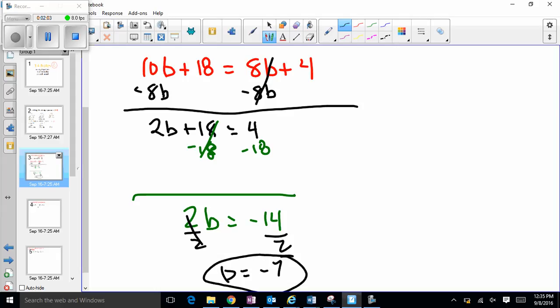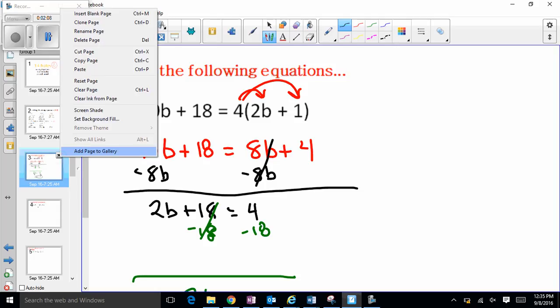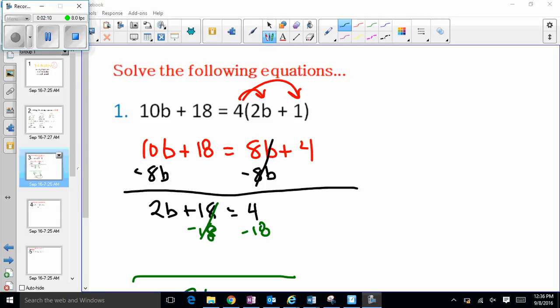Some people ask me, instead of subtracting 8b on both sides, could I have subtracted 10b on both sides? And that would be okay also. I'm actually going to rewrite the problem here: 10b plus 18 is equal to 8b plus 4. I could subtract 10b on both sides.